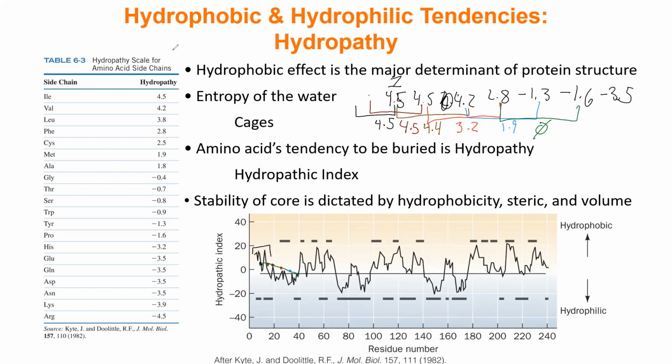What's hydropathy again? Hydropathy is your tendency to be hydrophobic. If you have a high positive number, you are a hydrophobic amino acid. If you have a very negative number, you are very hydrophilic and will never be in the inside of a protein. And the numbers around 0, right? Tryptophan, tyrosine, they're inside and outside. So if you're around 0, you're fine being in either place for the most part. Either inside or outside the protein.